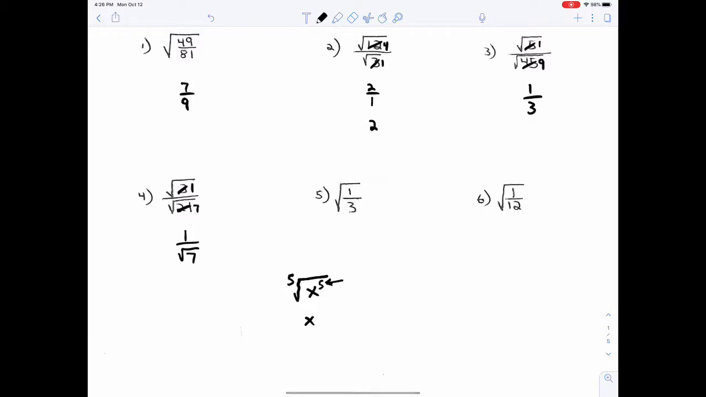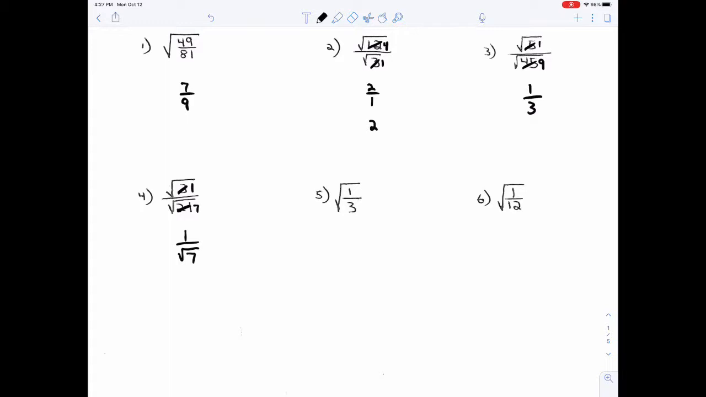Okay? Well, what if it was 17? Let's go for 17. Well, then this would have to be x to the 17th. The 17th root of x to the 17th is x. Okay. So, what I want to be able to do is take this 7 out from under the radical. So what do I want its exponent to be? I want its exponent to be 2. I want it to be the square root of 7 squared.